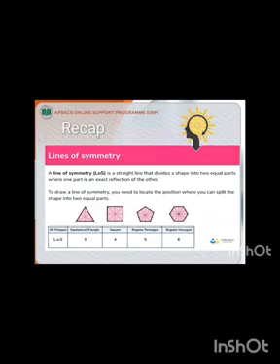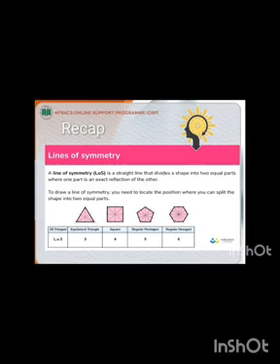Dear students, we have already discussed the line of symmetry. Let's take a recap of the line of symmetry. A line of symmetry is a straight line that divides a shape into two equal parts where one part is an exact reflection of the other. Basically, a line of symmetry is a line along which the plane or any shape is divided into two equal parts. You can see in the diagrams which are given on your screen.